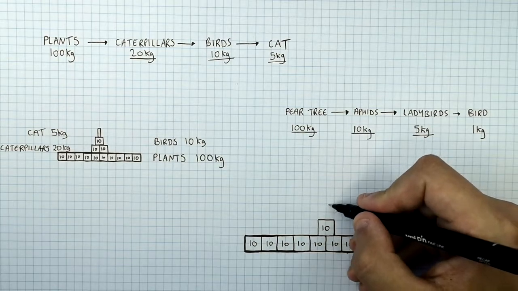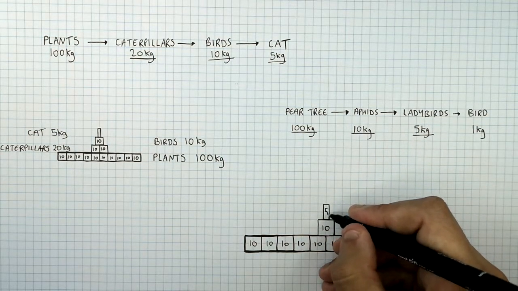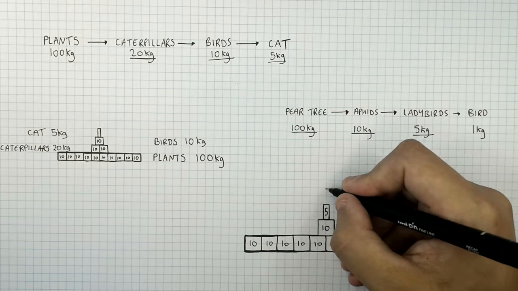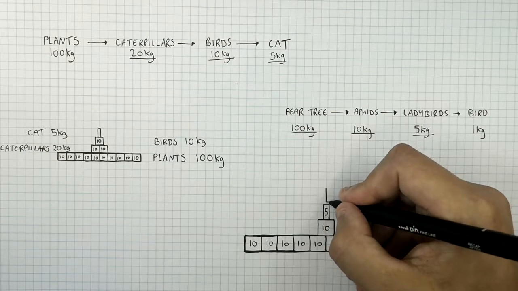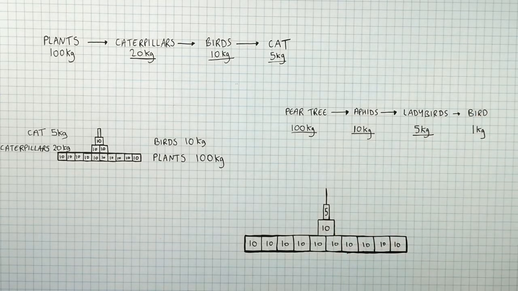And then 10 kilograms of biomass in the aphids is transferred to 5 kilograms of biomass in the ladybirds. So you need half a box for 5 kilograms. And then the birds are 1/10 of a box because 5 kilograms of ladybird biomass is transferred to 1 kilogram of biomass of the birds.